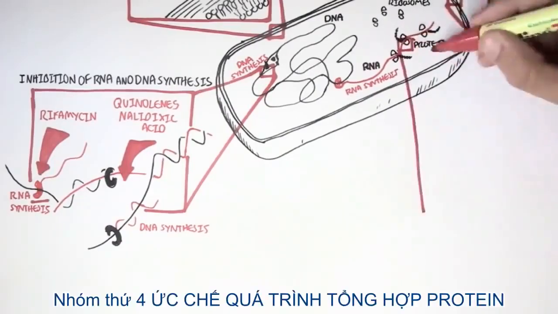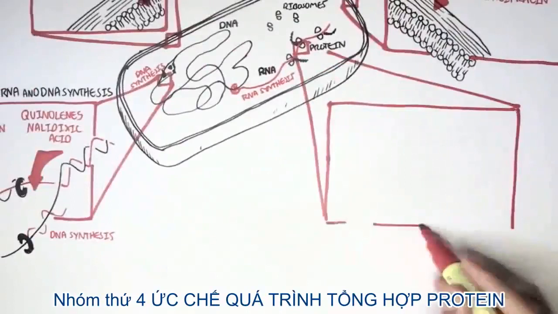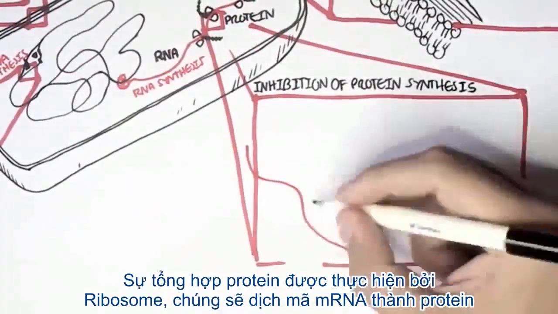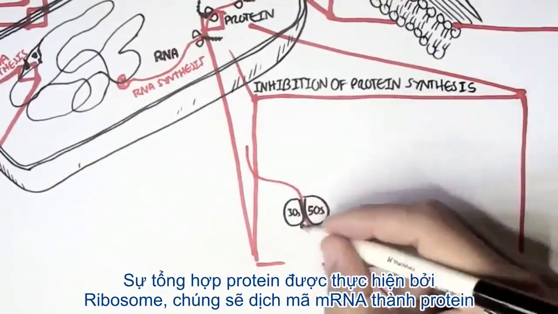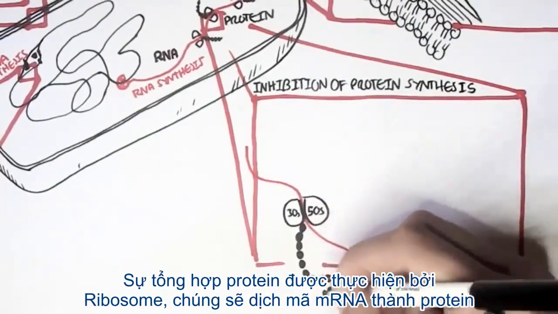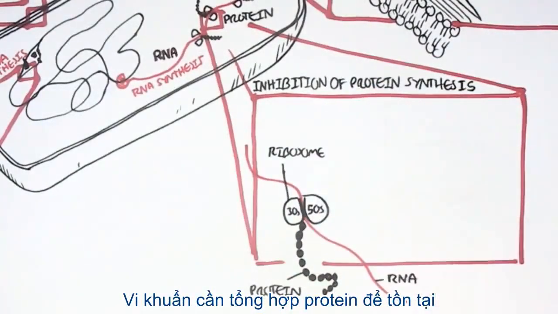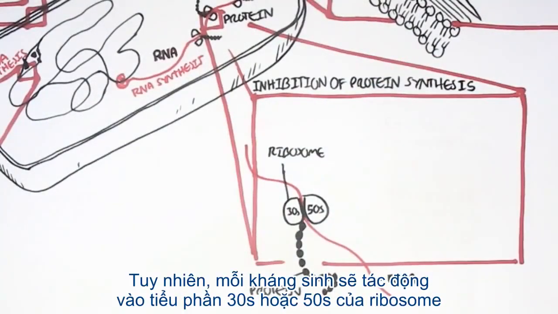Other classes of antibiotics also inhibit protein synthesis itself. Protein synthesis is carried out typically by ribosomes, which translate mRNA into proteins. Bacteria need to make proteins in order to survive. However, there are antibiotics that target either the 30S subunit or the 50S subunit of the ribosomes.